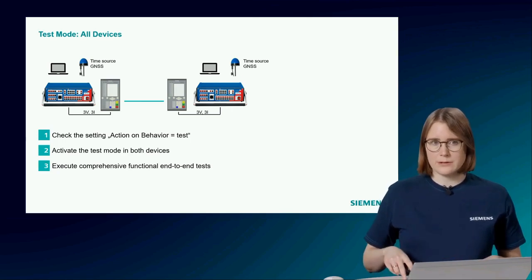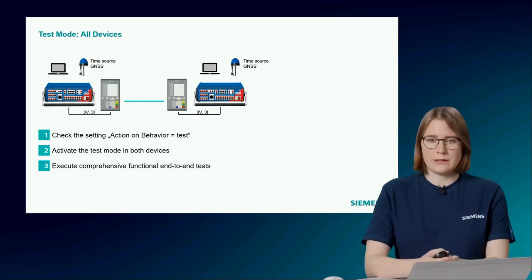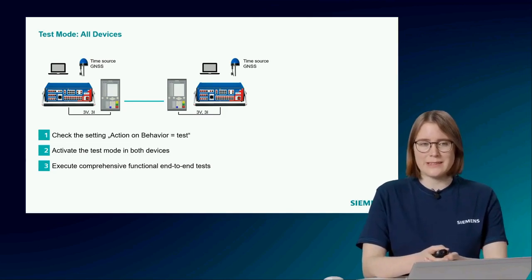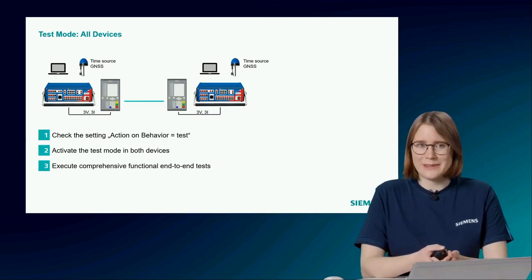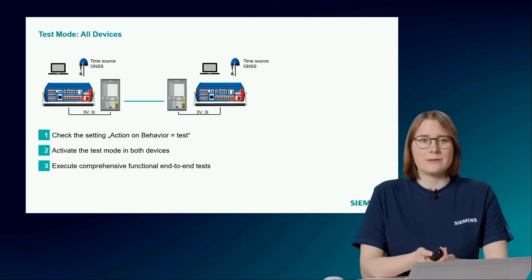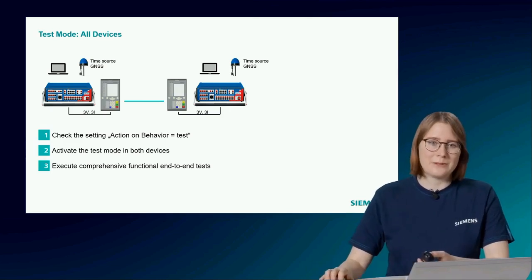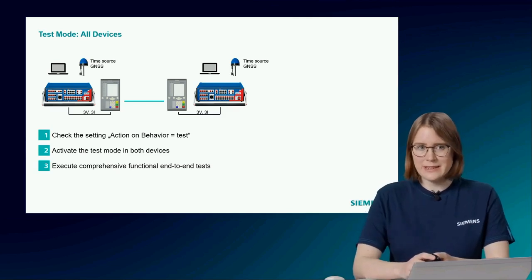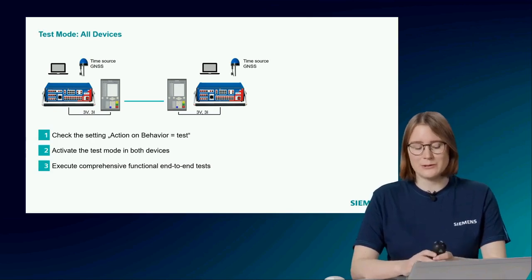And in this test mode, all signals are flagged with a so-called test bit. That means in your substation control system, you can see, okay, this is a test. We can ignore these values. These are not real fault conditions, something like that. So to activate this test mode, you first need to check the setting action on behavior test. Then you activate the test mode in both devices, and then you are good to go.